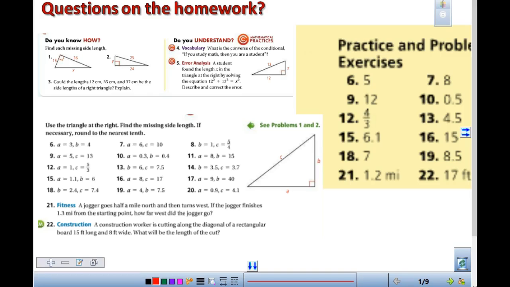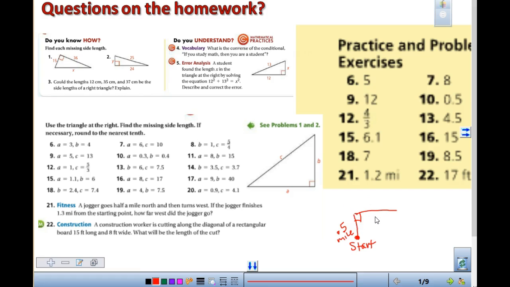Starting the problem, number 21. It says a jogger goes half a mile north and then turns. So if we are thinking about this, this is our start point. This is where we are starting. And it says we're going north for half a mile, so 0.5 of a mile. And then we turn west. And we would assume that if we are turning west from north, that is a 90-degree angle.